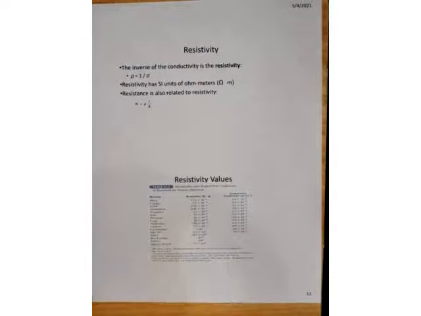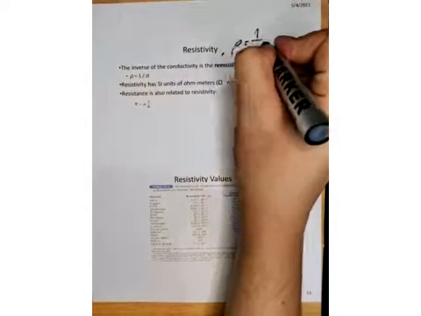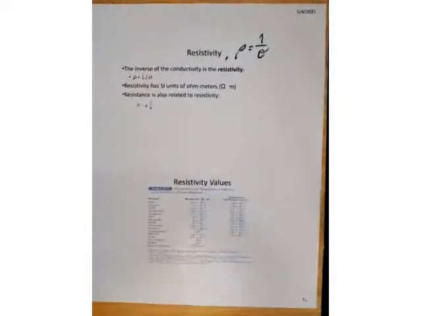i-explain ng madami. Okay? So, next is yung resistivity. Sabi dito, this is the inverse of conductivity. Ang resistivity natin yung rho, so that's equal to 1 over the conductivity. So that's the reciprocal of conductivity. So kung mataas yung conductivity niya, ibig sabihin, mababa yung resistivity niya. Or vice versa, kung mababa yung resistivity niya, ibig sabihin, mataas yung kanyang conductivity.